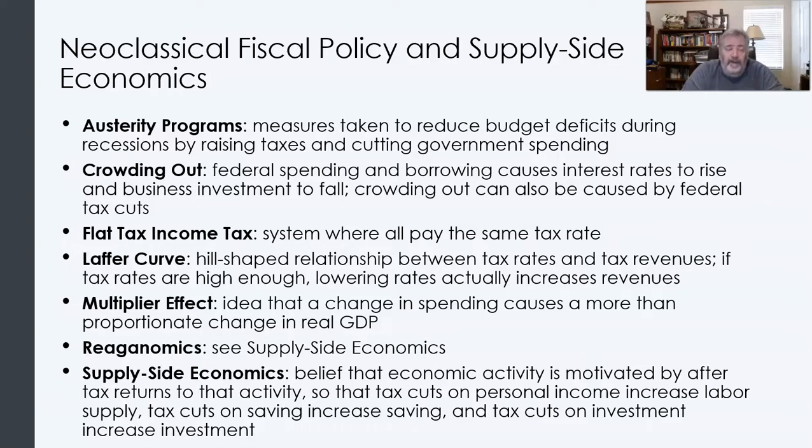Crowding out. This is an idea you're going to see in a little while. We're going to talk about this in more detail in just a minute. But crowding out means that when the federal government spends money, it causes interest rates to rise. And remember, interest rates are the cost of borrowing money, usually for businesses, for everybody, but especially businesses.